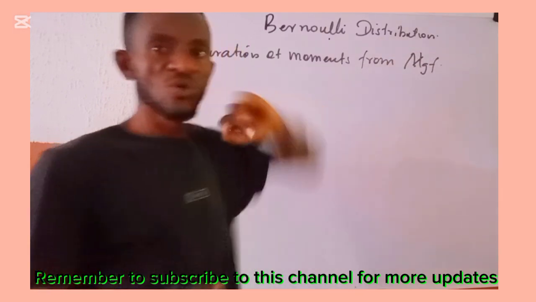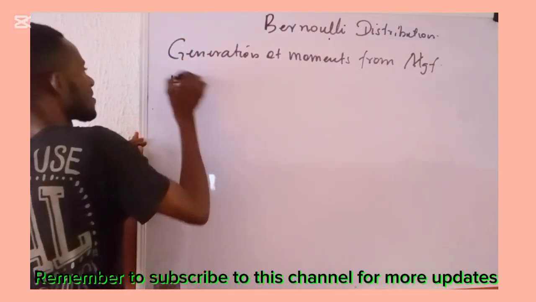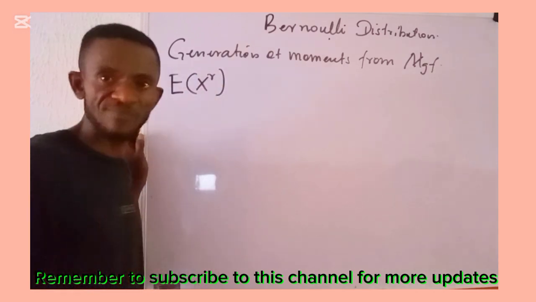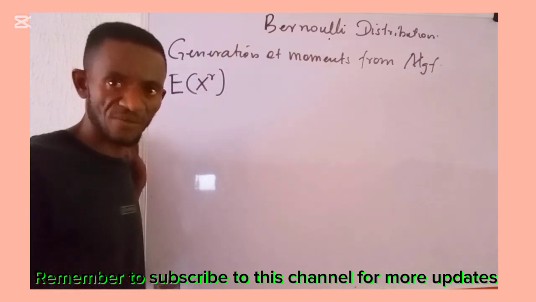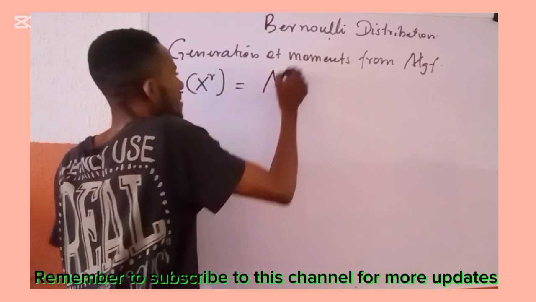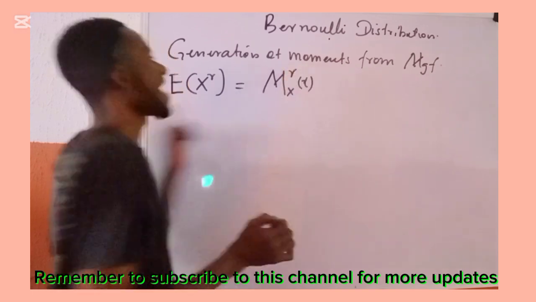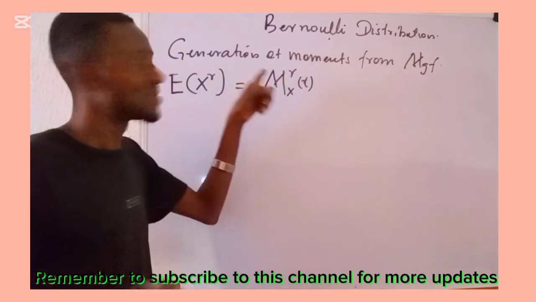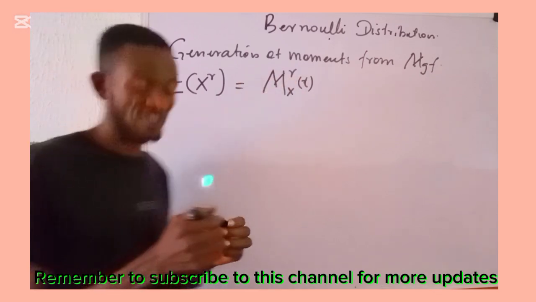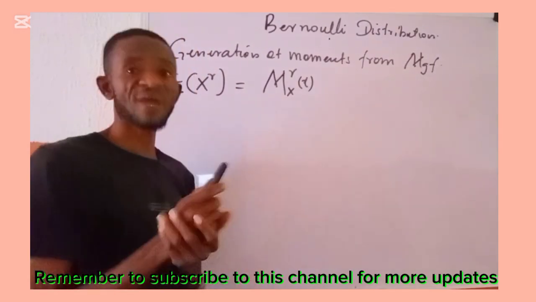So oftentimes when you go to a textbook, you begin to see something like this. They will tell you E of x raised to power r, this is the rth moment about 0. They will say this equals capital M of x of t, and they will write r here, meaning that you must have differentiated this up to r times. That's what they mean by that. Permit me to remove what came up on my camera. So this is what they mean by that.